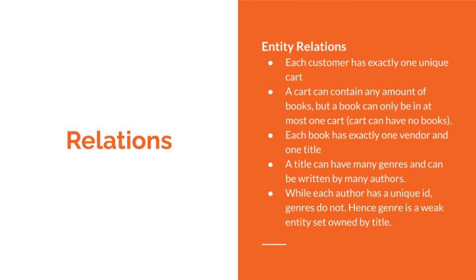The same with title and genres. Title can have many genres and can be written by many authors. But a book can only have one vendor and one title, and it must have at most one. Where an author also has a unique ID, genres do not. Genre is a weak entity set owned by title.